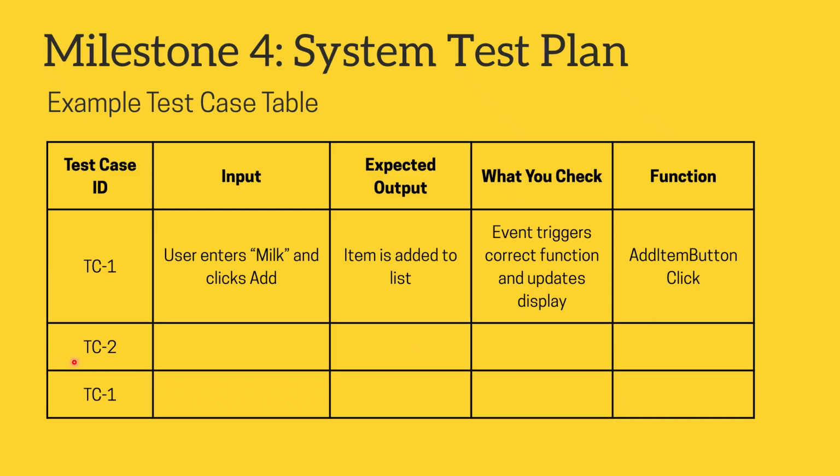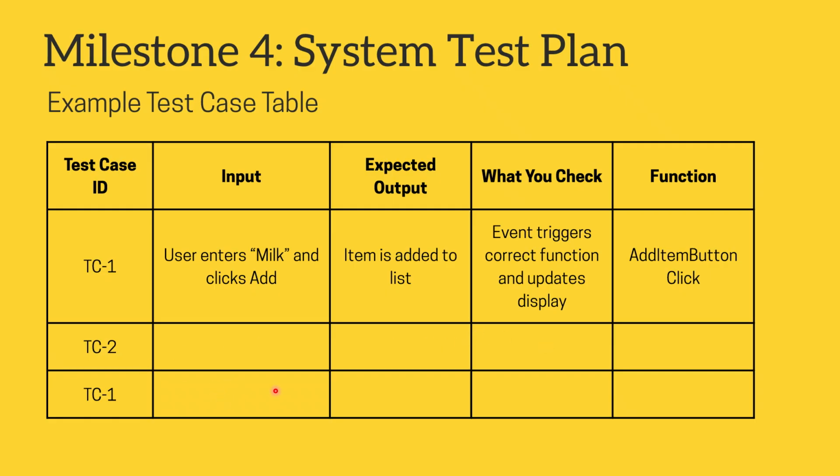So if our input is 10, 20, and maybe 5, our expected output would be the number 35, right? And then what we're checking is that the calculation logic adds correctly. So we're checking the calculate total, our input is 10, 20, and 5, and our expected output is those added together, which would be 35. That's what we're expecting, and this is basically checking that the calculation logic adds.